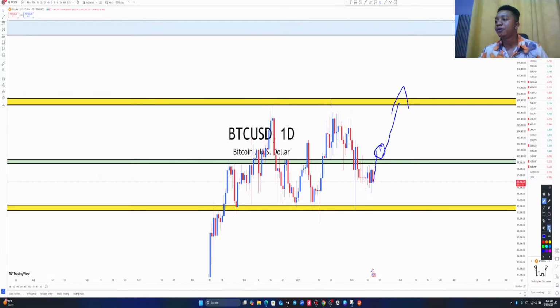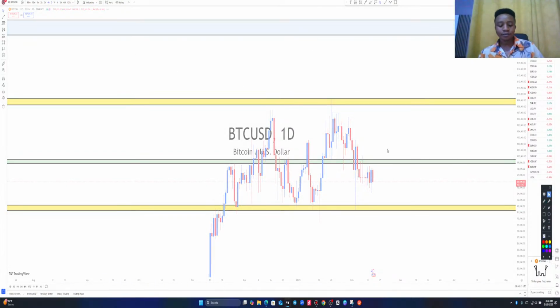Let's take it again to the 4-hour time frame where we can analyze it completely with our entry as well. All right, let's go to 4H.